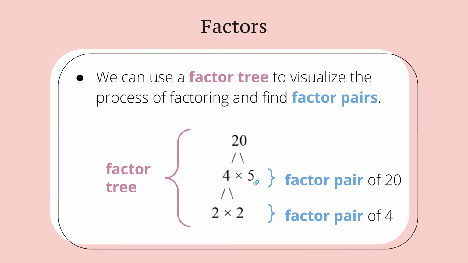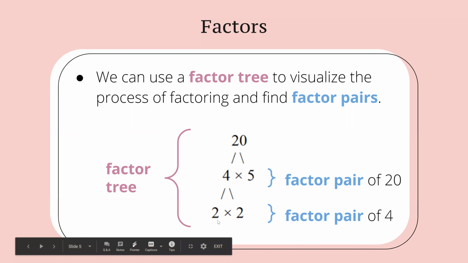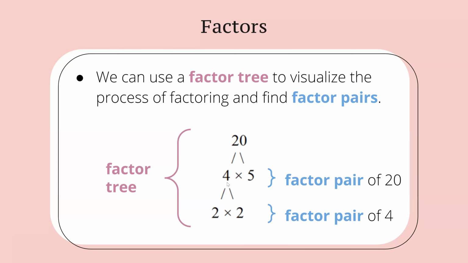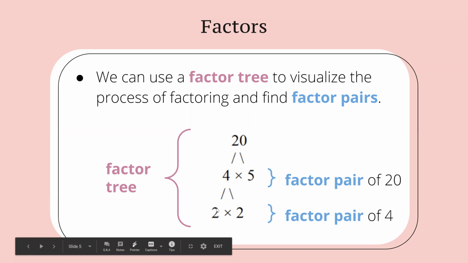So, like we mentioned earlier, we will avoid dividing by 1 and the number itself. Here, 4 can be factored by 2. Therefore, 2 and 2 is a factor pair of 4. Here, 2 can no longer be factored because the only factors left are 1 and 2. You cannot divide by any other number and get a whole number.